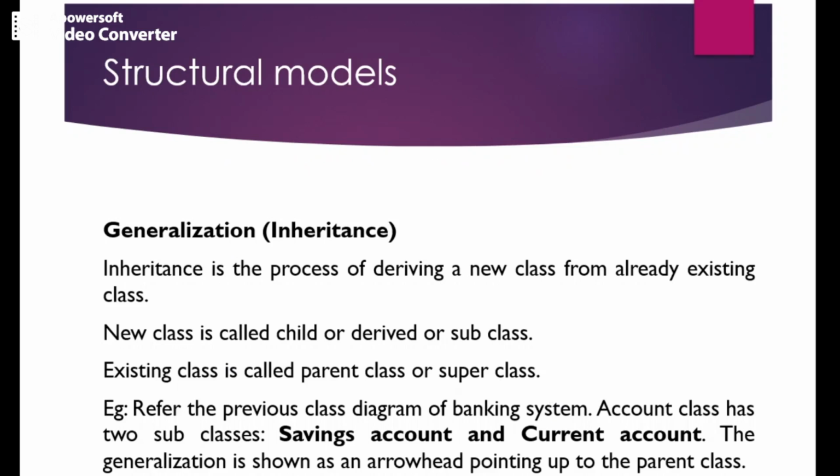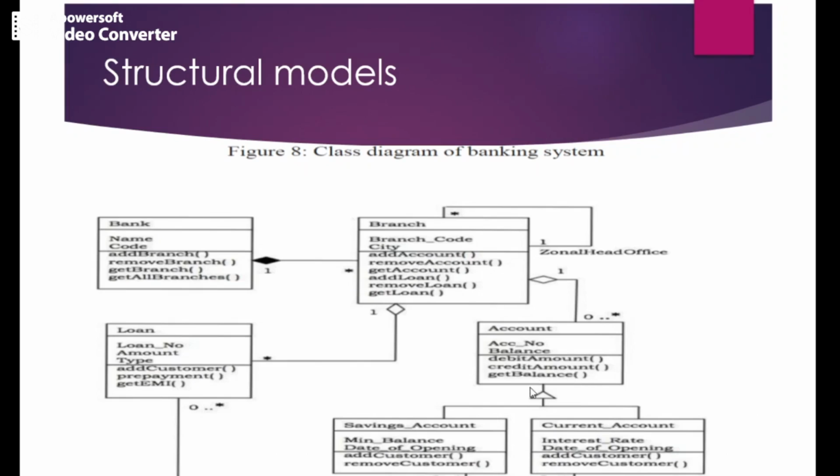Okay, so the account class has two subclasses, savings account and current account. The generalization is shown as an arrowhead pointing up to the parent class. Can you see? It is shown as an arrowhead pointing up to the parent class, pointing to this account class.